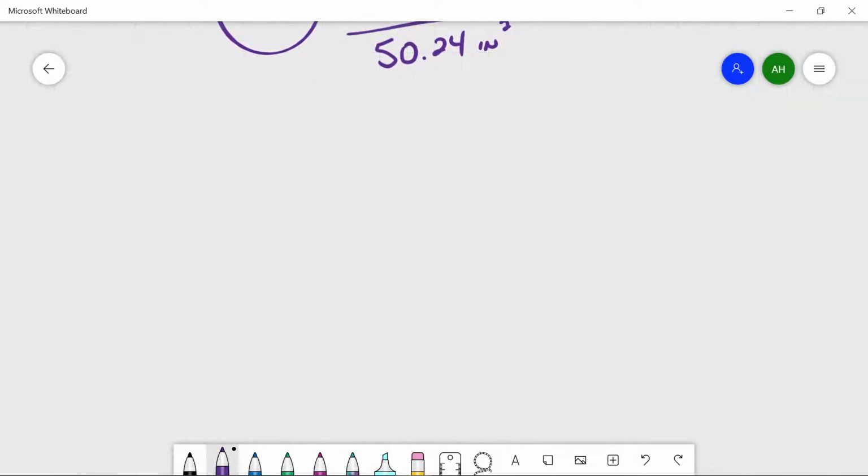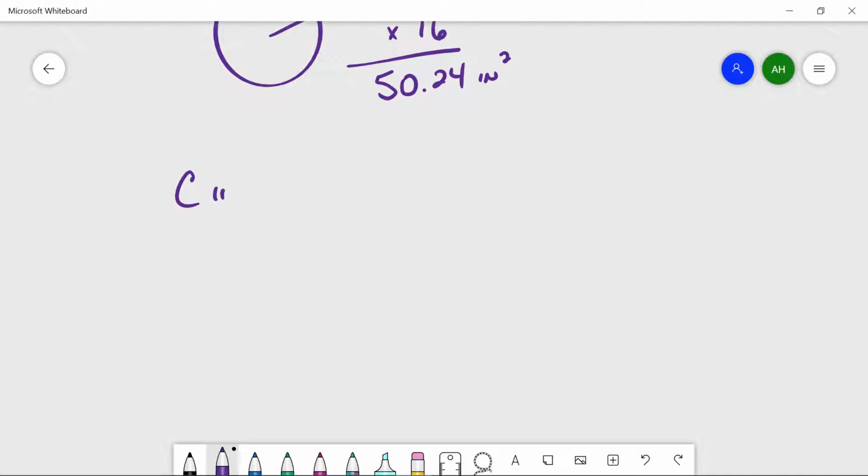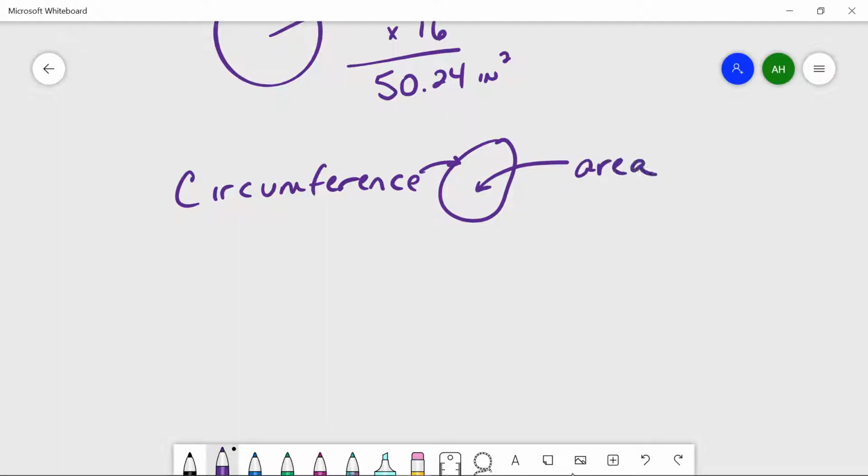Now what we want to look at is the circumference. The circumference of a circle is the distance around the circle. It's going to be the outside of the circle. The inside is the area. The outside is going to be the circumference. So the circumference is going to be pi times the diameter, or pi times 2 times the radius. So 2 times pi times the radius, or pi times the diameter, is how we're going to calculate the circumference.